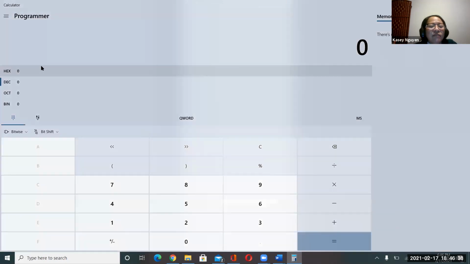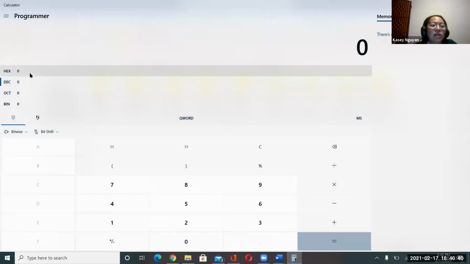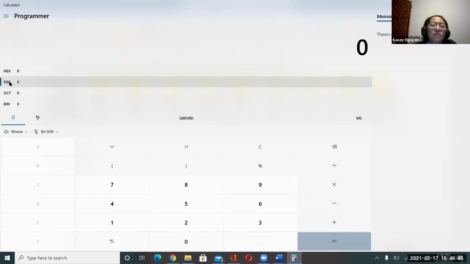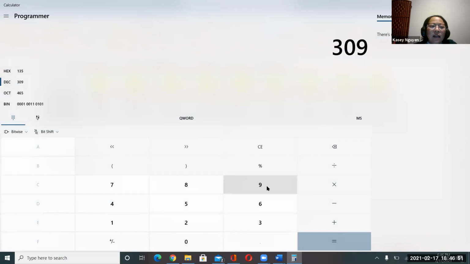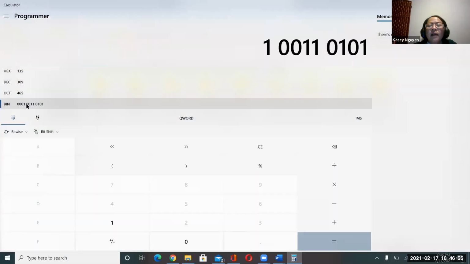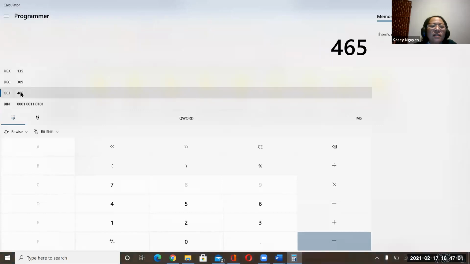So how do you enter it? Earlier, remember we did 309, right? So first you select the number system that you're using, decimal, and then you type in 309. And you notice that it gives you the binary here. If you want to see the result, click on it. Now the octal value is here and the hex value is here.